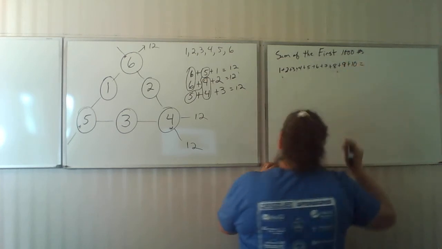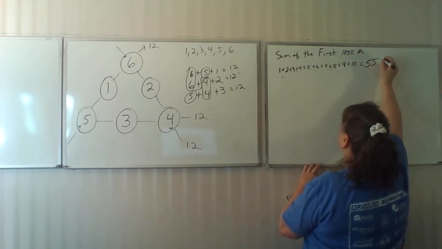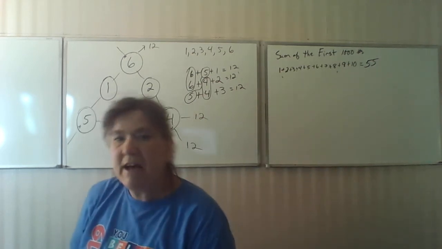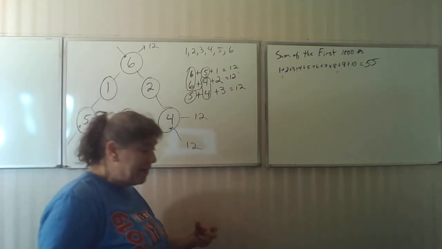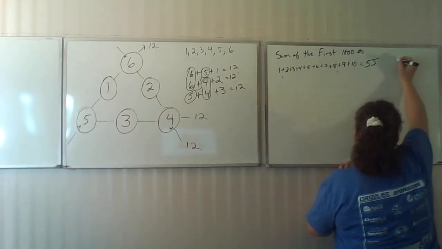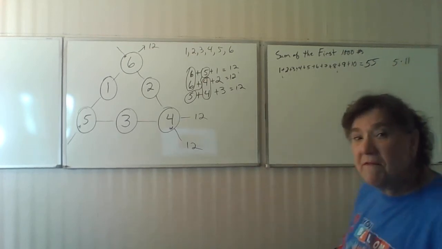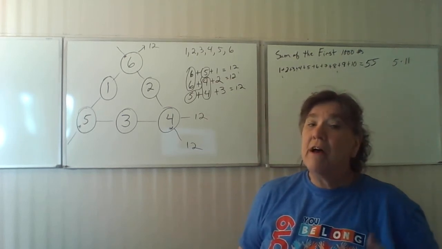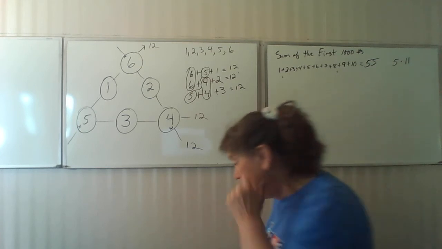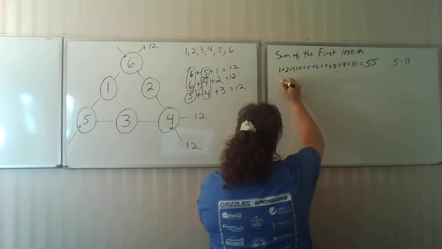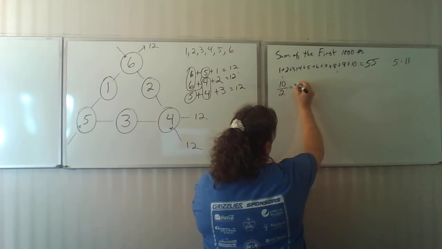If I add up all those numbers, the sum happens to be 55. One thing I notice about 55 is that 55 is actually 5 times 11. Those are the only 2 factors of 55. 5 times 11. 5 is half of 10. And 10 was the amount of numbers I started with. So it appears like 10 divided by 2 is equal to my 5.